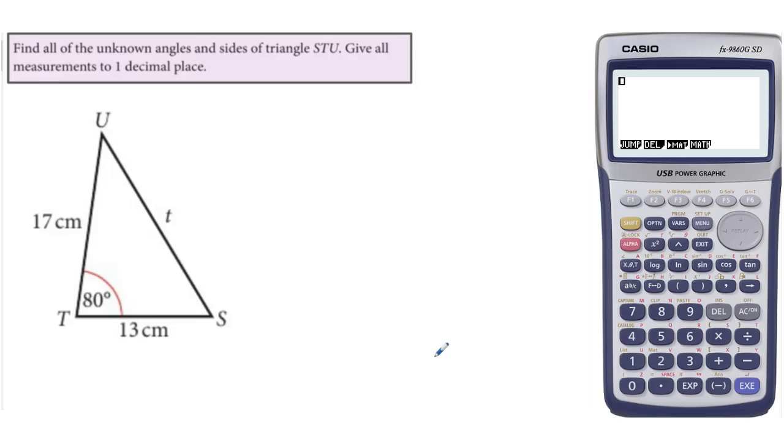The first thing you can see, you've got these two sides. So you've got TU and you've got TS, the 17 and the 13, and then you've got an included angle, a trapped angle. So when you've got two sides and a trapped angle, and you are being asked for the other side, that is angle side, cosine rule.